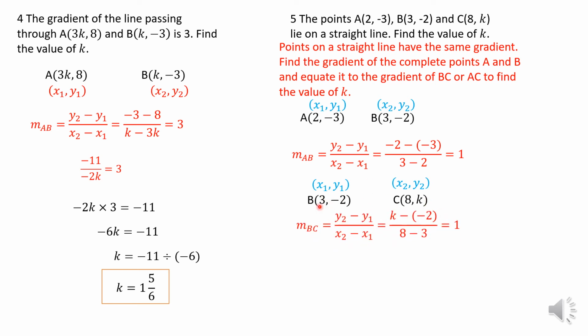So if I take BC and I take K minus negative 2 over 8 minus 3, if I solve that equation, obviously 2 negatives in the middle becomes a positive, then you get K plus 2 is equal to 5, because 1 times 5 is 5, and now you get K by simply subtracting 2, and K equals 3. And that is how you do this particular question. If it's a bit too fast, pause the video, and then you can have a look again and try to attempt to solve the question on your own.